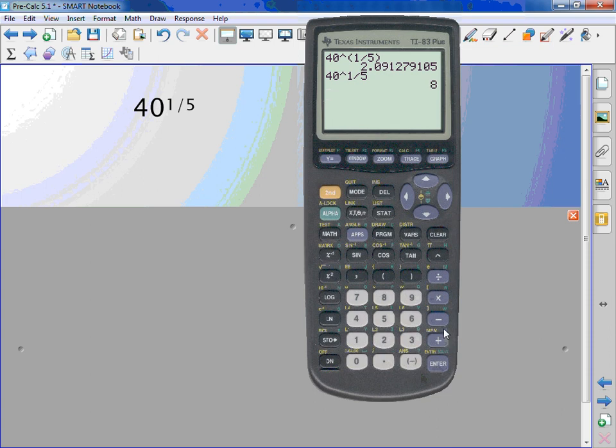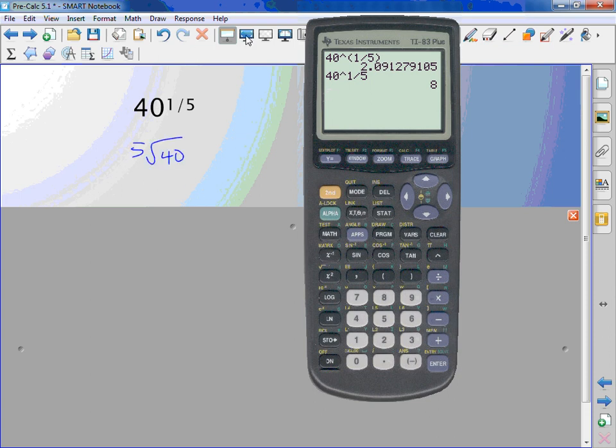What is the calculator thinking? Right, the calculator thinks you're taking 40 to the first, which is 40, then dividing by 5. If it's going to be a fraction as an exponent, you need to put in parentheses. This also means the 5th root of 40.